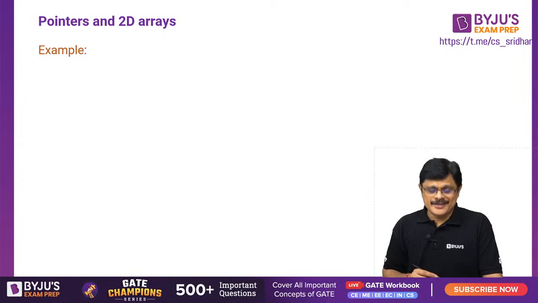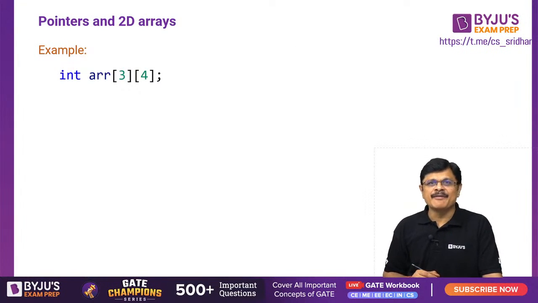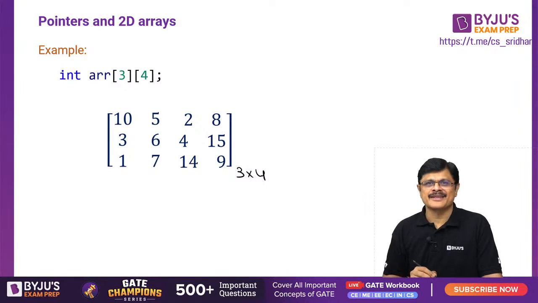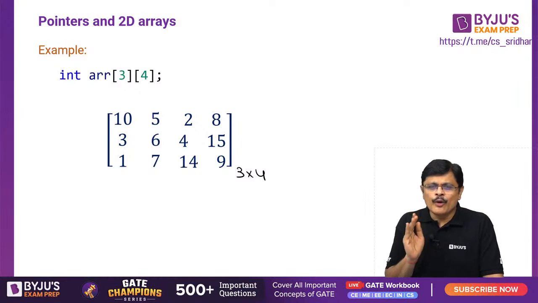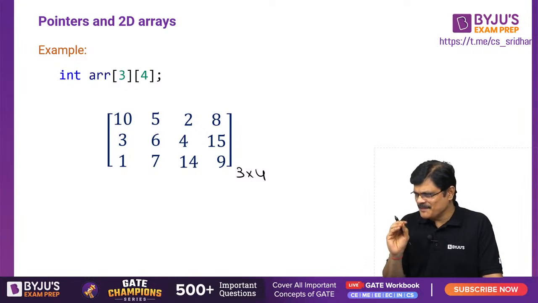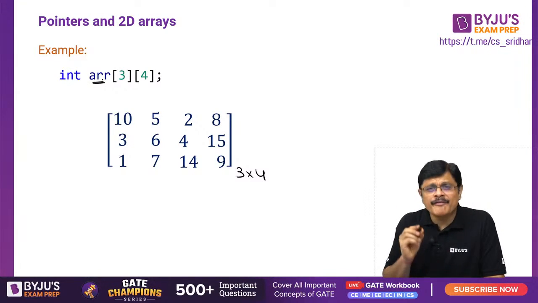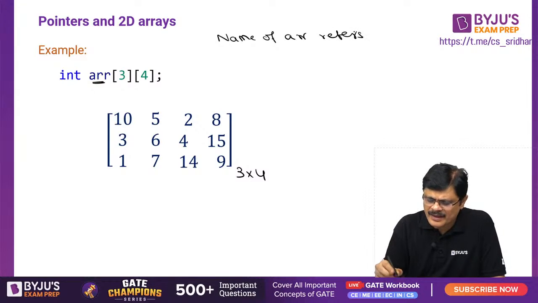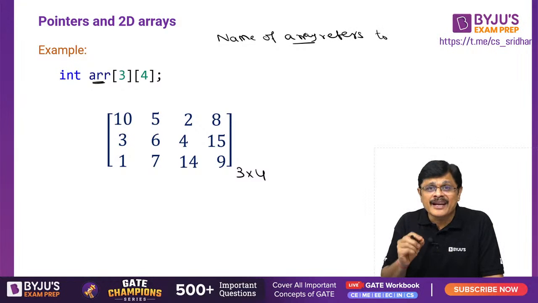Now, pointers and 2D arrays. Now look at this int ARR[3][4]. What is it? It is an array of 3 1D arrays. I have just given one example here, a 3 by 4 matrix. Now let me tell you the simple story, then I'll try to explain with different examples. Here, what does the name of the array represent? What does it refer to?